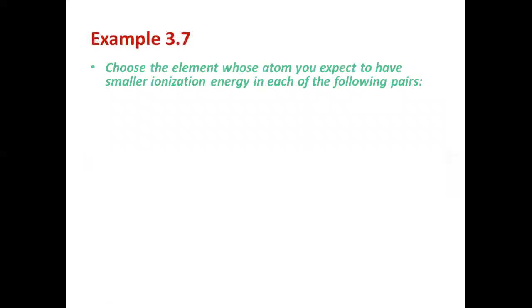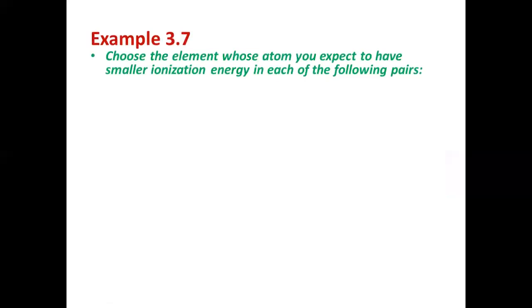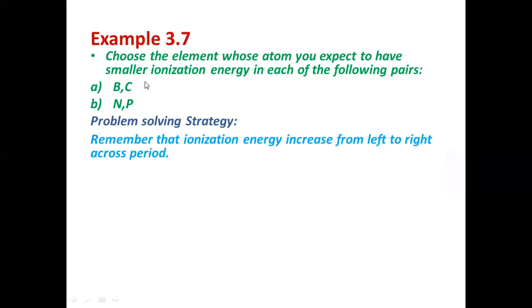Example 3.7: choose the element whose atom you expect to have the smaller ionization energy in each of the following pairs: boron or carbon, nitrogen or phosphorus. Boron and carbon: boron is present in group number 3, carbon in group number 4. So when we move from left to right along the period, I told you that ionization energy increases. So carbon will have more ionization energy than boron.